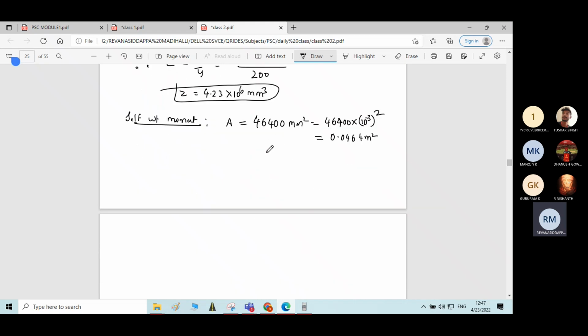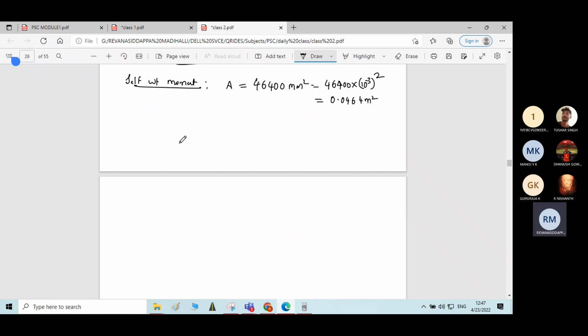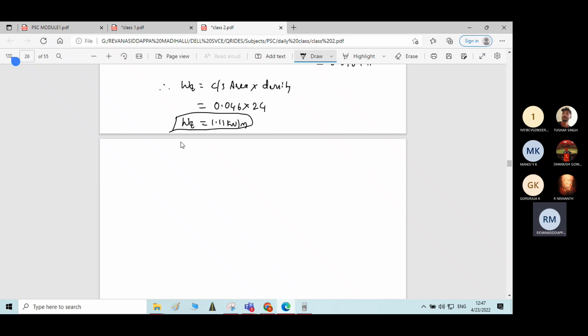In a flow, you might substitute the answer in terms of mm square. There the calculation will go wrong. Be careful. Therefore, self weight of the beam Wg is equal to cross-sectional area into density. Cross-sectional area is 0.0464 into density is 24. Therefore, Wg is equal to 1.11 kilonewton per meter. Now you can calculate the moment due to self weight.